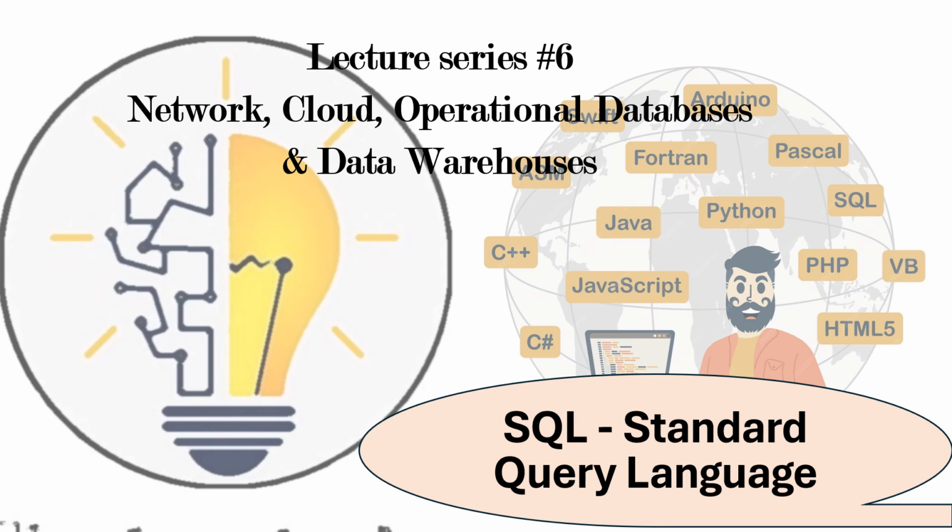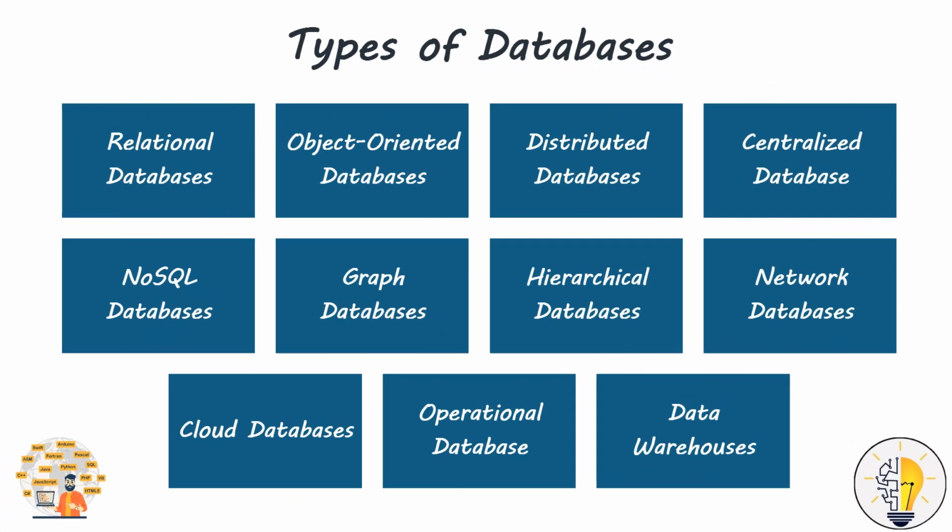This is lecture series 6 dealing with network, cloud, operational databases and finally data warehouses. Come, let's go into the video. So these are the basic types of databases, and we have seen all these types in the other lecture series. Finally, in this series we'll be studying network, cloud and operational databases with data warehouse.